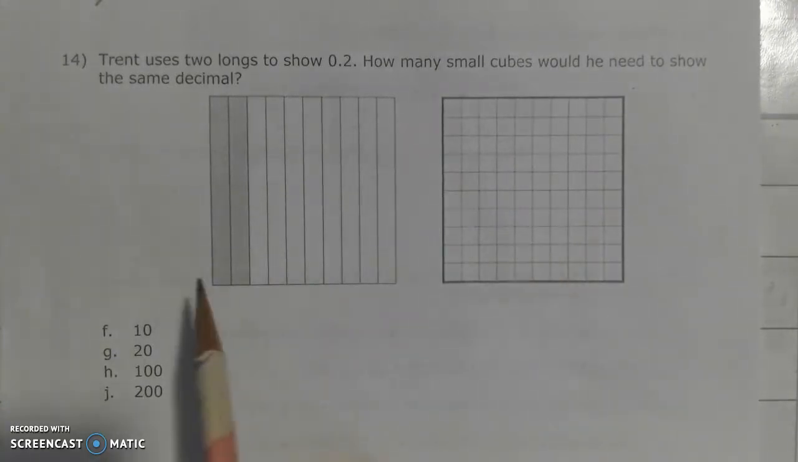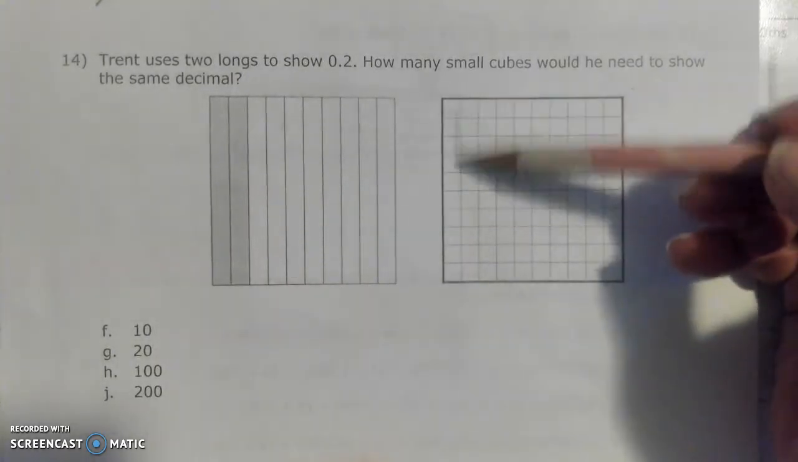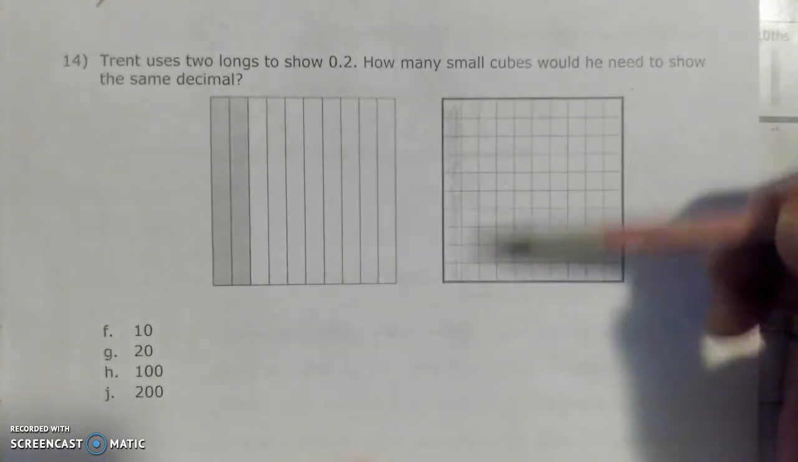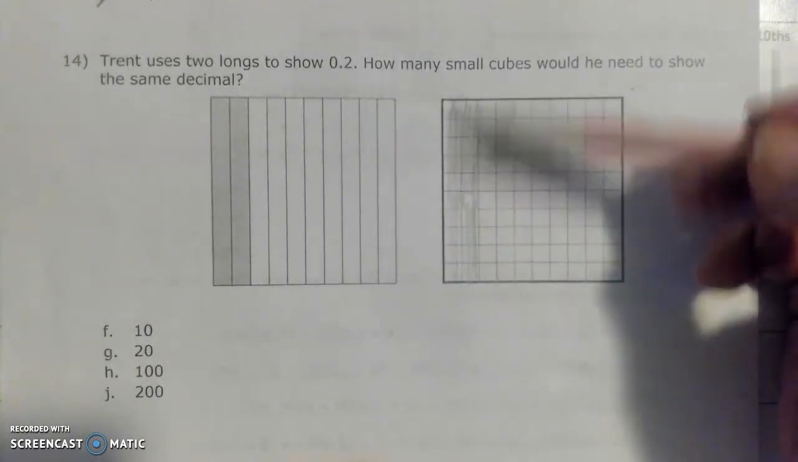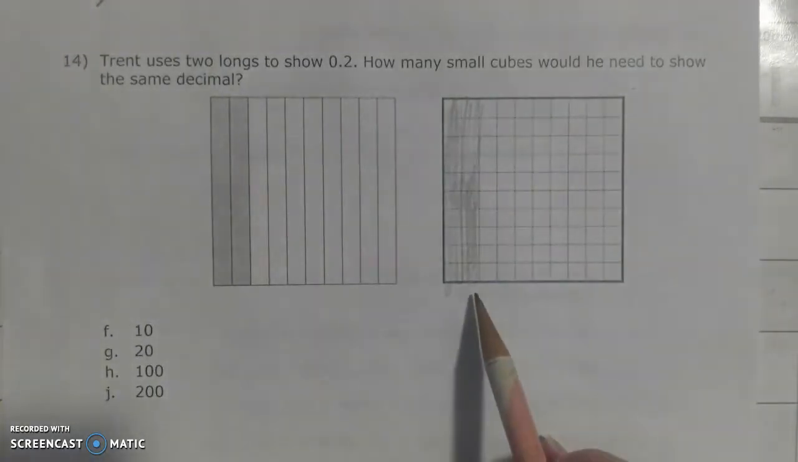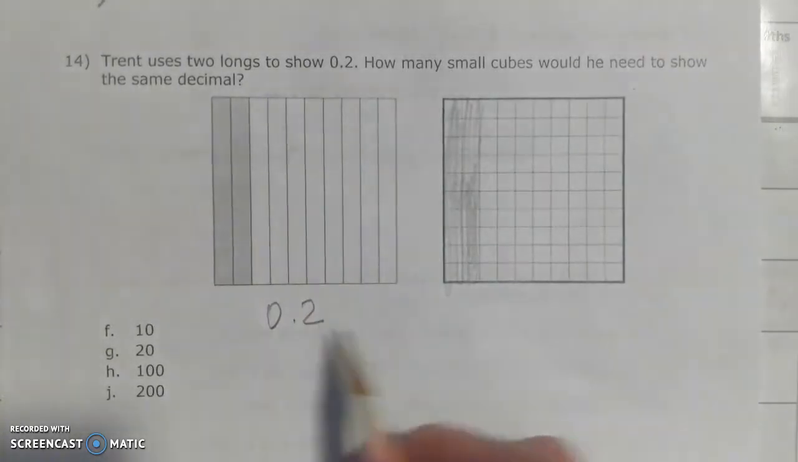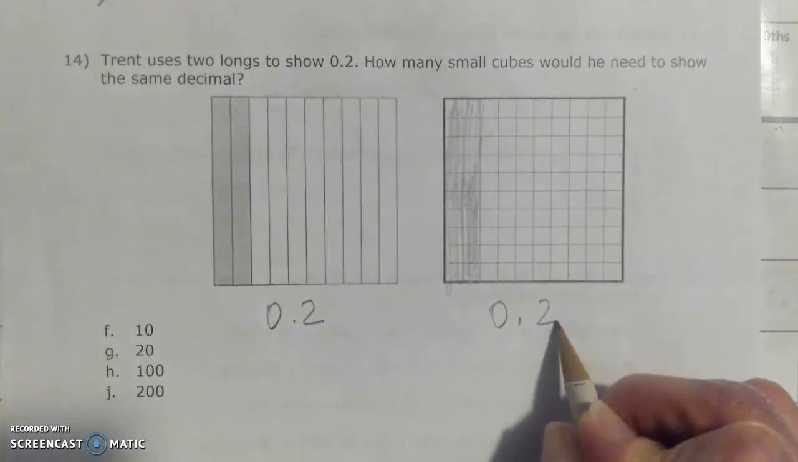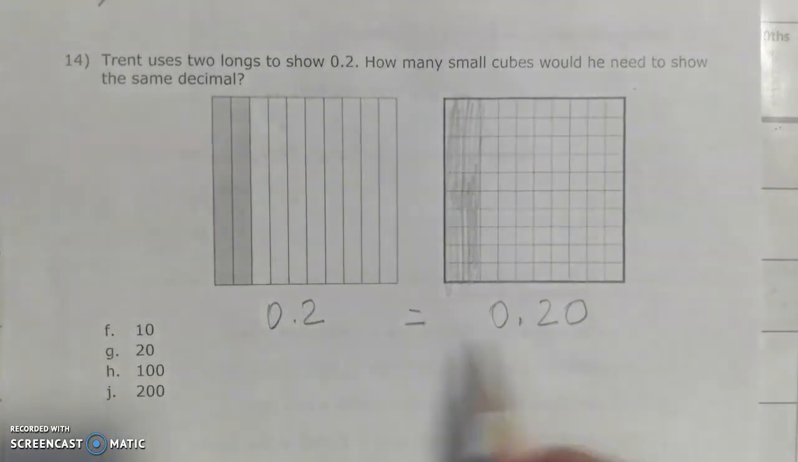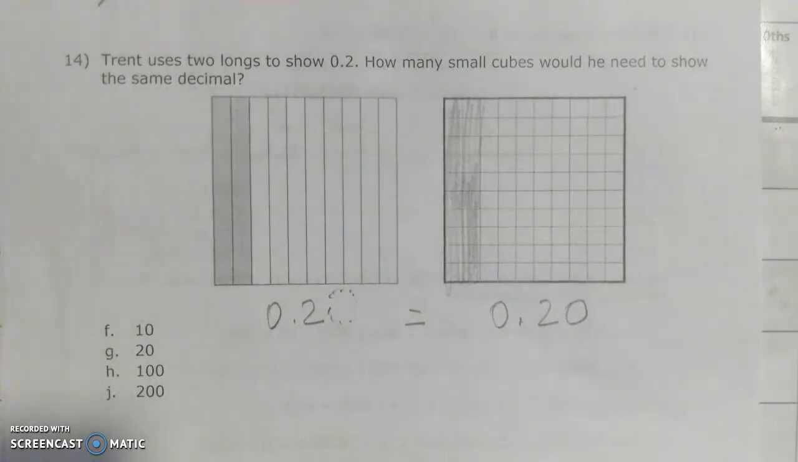So in order to do that, I'm noticing that it's 2 columns, and I would shade in, using my model here, 2 columns. And then I would go about answering the question with counting how many small cubes. So we know that 2 tenths, which I will mark right here, is the same as 20 hundredths, especially when you put your imaginary 0 in there. And that imaginary 0 helps you to see it.